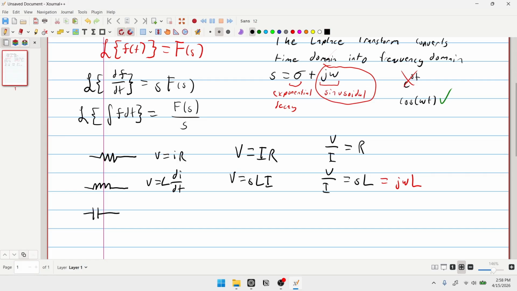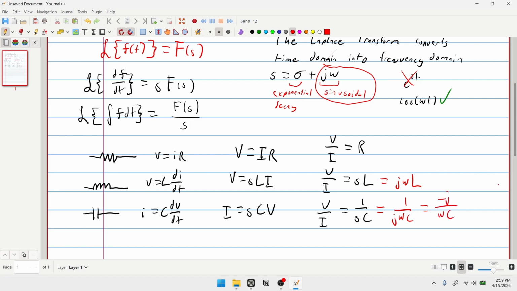Next, let's talk about the capacitor. The equation for this is I equals C dV/dt. Laplace transform both sides. We get I equals sCV. If we find V over I, we get that the impedance is 1 over sC. And if we ignore the exponential decay component, we get 1 over j omega C, which is also equal to negative j over omega C.